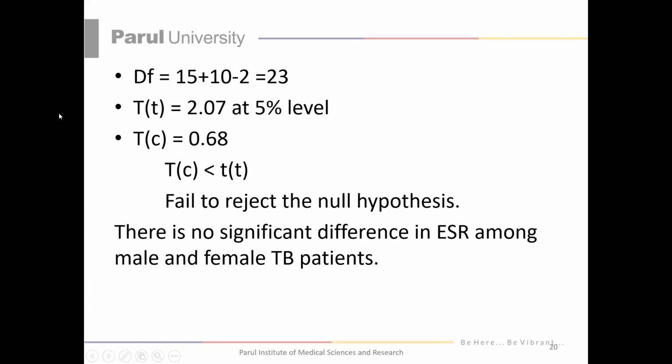So T tabulated is 2.07 at 5% level of significance and 23 degree of freedom, and T calculated is 0.68. So here T calculated is less than T tabulated. So we fail to reject our null hypothesis and conclude that there is no significant difference in ESR among male and female TB patients. Okay, so it was an unpaired T test.